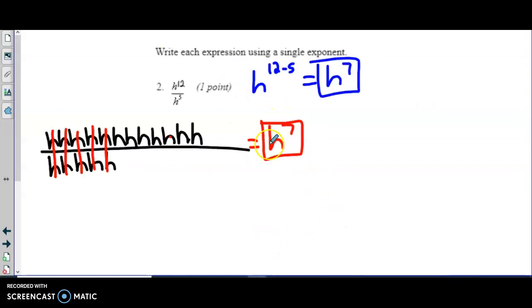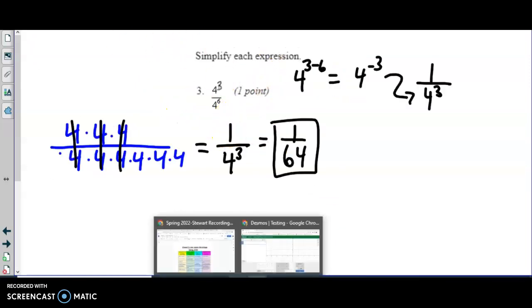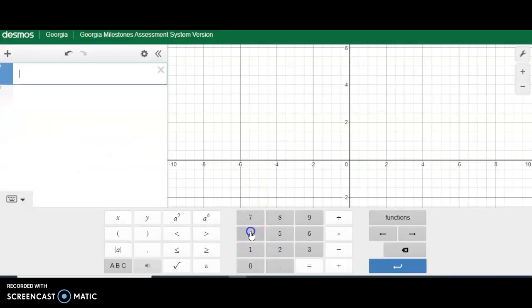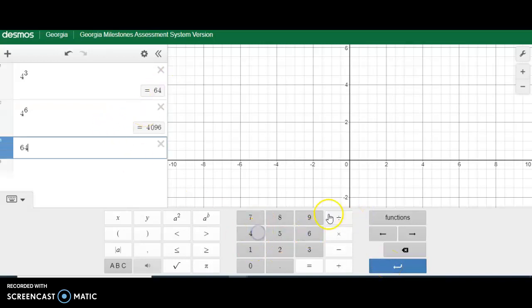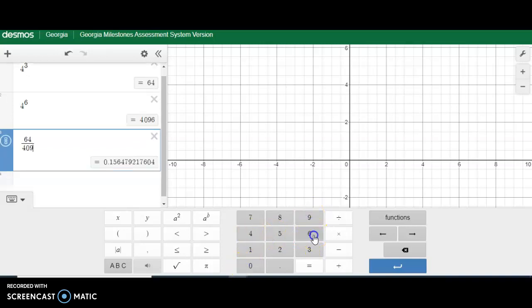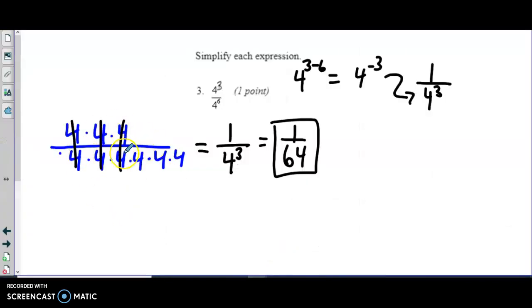You can't do this last one in your calculator because it had letters. But since this one is just numbers, you could do 4 to the 3rd divided by 4 to the 6th. Let's look at this. 4 raised to the 3rd is 64. 4 raised to the 6th is 4,096. And if I divide those, 64 divided by 4096, I get this really long decimal. Well, that's kind of ugly, but remember, you can change it back to a fraction by hitting that blue fraction button, and that tells you it's 1 over 64. Now again, I'm kind of partial to this method. I think it's easier just to write them out, cross them out, see what's left.